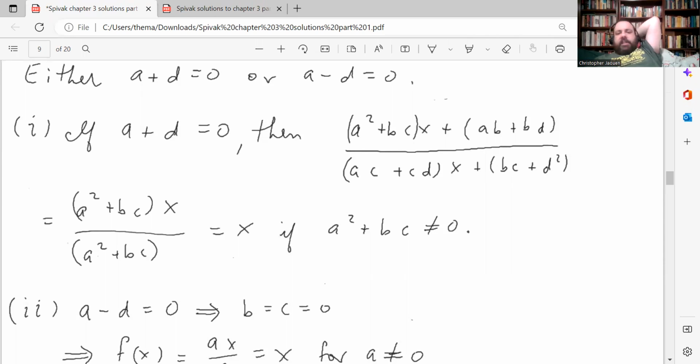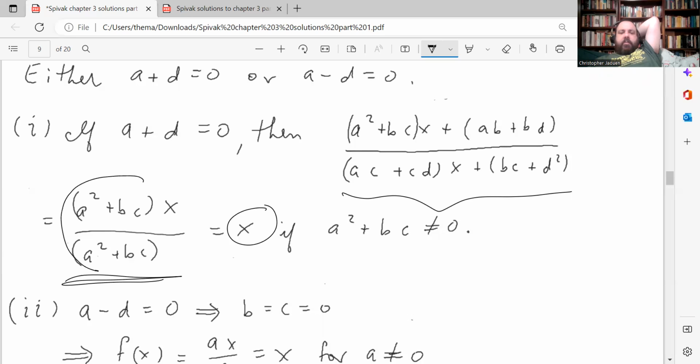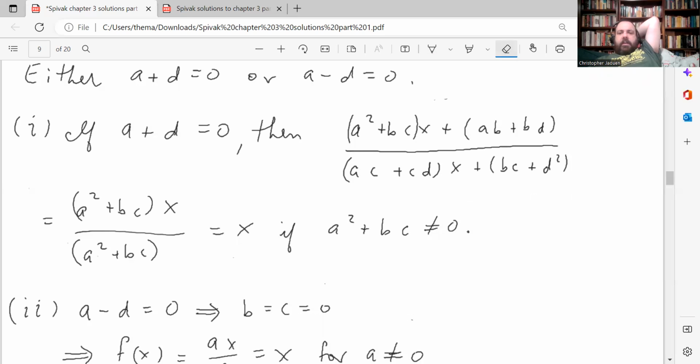If a plus d is 0, then if you plug that into the rational expression that we have above, you get this, which is equal to x for all values of a, b, and c, provided that a squared plus b squared is not 0, because again, division by 0 is not allowed. All right, case 2.